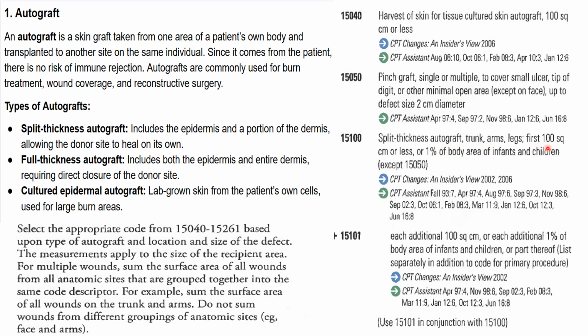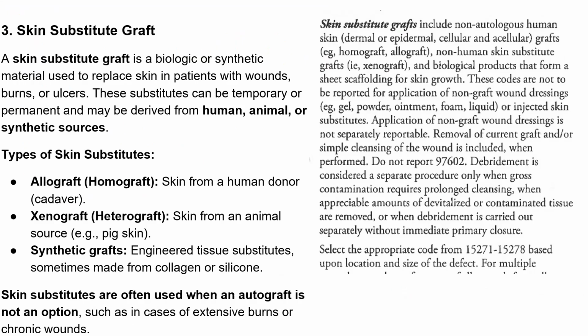Even the area, the body group is mentioned, and how much area we can take in this particular code is mentioned. And if it is more than 100 square centimeter, we have add-on codes everywhere. So pay attention to that. Now come to the skin substitute graft. It is nothing but a biological or synthetic material used to replace the skin in patients with wounds, burns or ulcers. This substitute can be temporary or permanent and may be derived from human, animal or synthetic sources.